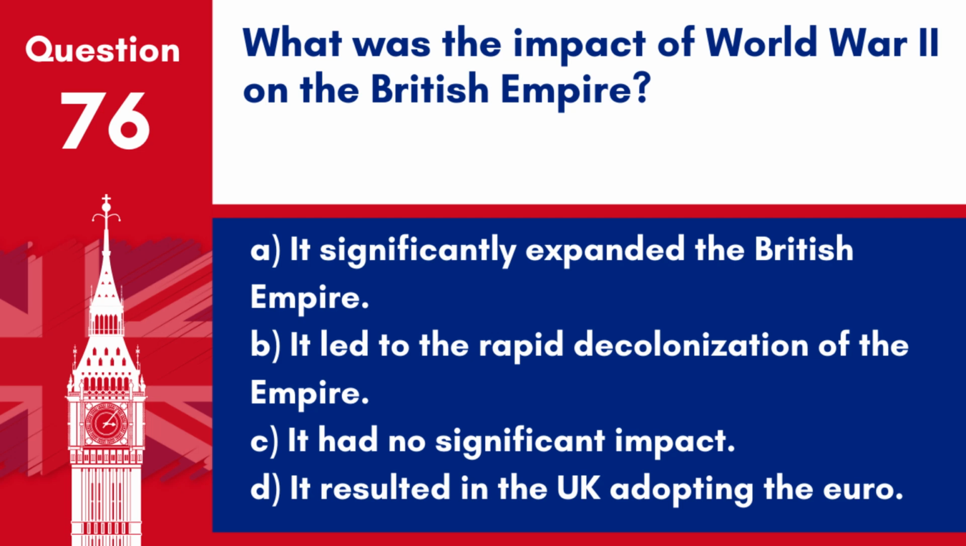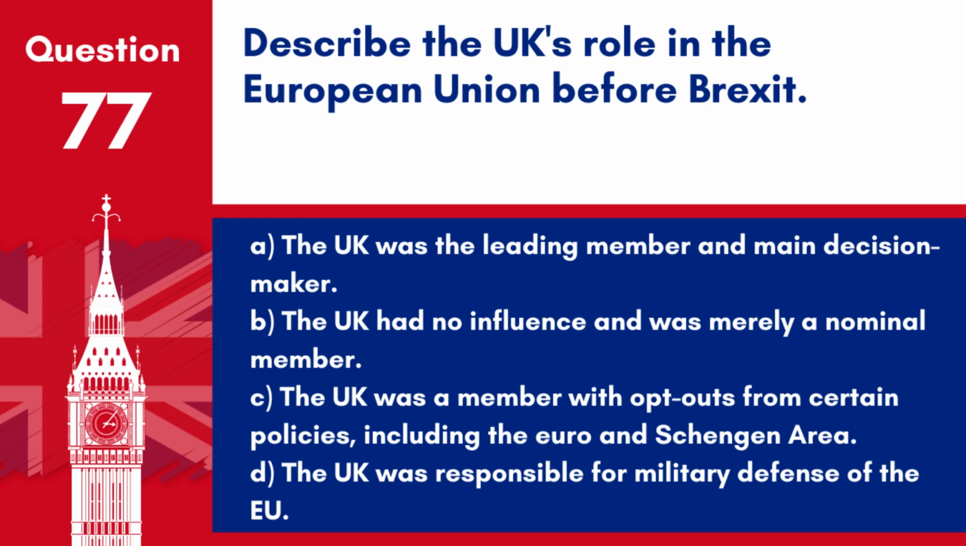Question 76. What was the impact of World War II on the British Empire? A. It significantly expanded the British Empire. B. It led to the rapid decolonisation of the empire. C. It had no significant impact. D. It resulted in the UK adopting the euro. Answer. B. It led to the rapid decolonisation of the empire. The aftermath of World War II accelerated the process of decolonisation, leading to the independence of many territories formerly under British rule.